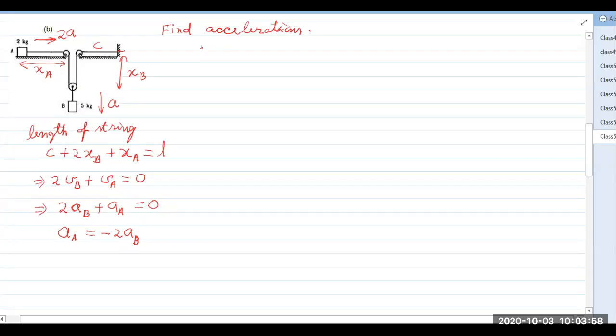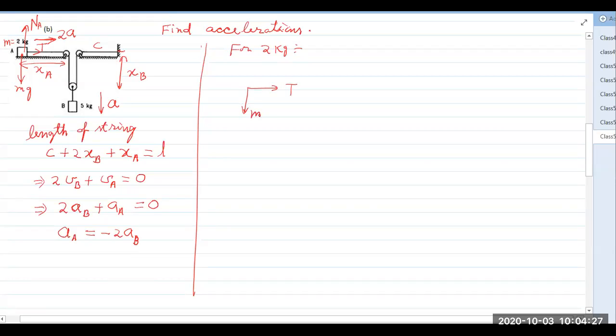Now we will write forces. So what are the forces? So forces, if you write for block A, so this is mg. So this we write as small m. So small mg. Then we have a tension here. Okay, then we have a normal. Okay, these are the three forces. There is no friction. So for 2 kg block, we have tension, we have mg, and we have normal.